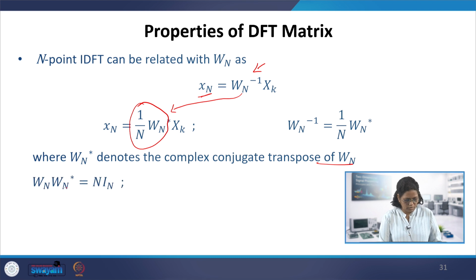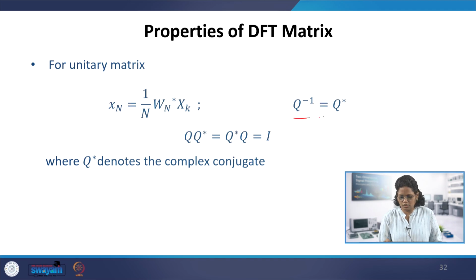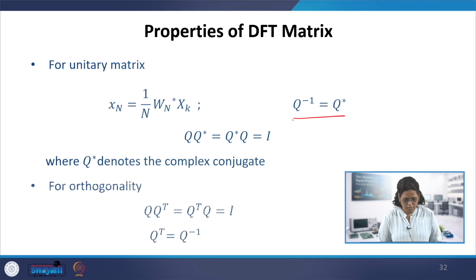So when you multiply, because it's a complex conjugate transpose, the property of this twiddle factor matrix is that WN into WN star would give N into the identity matrix I, that is the N cross N matrix. And then WN is unitary and orthogonal as well. If you take a unitary matrix Q, then Q inverse equals Q star, the complex conjugate transpose. And in case of orthogonality, Q into Q transpose is I, Q transpose Q is equal to I. In that case, Q inverse is Q transpose. So that's how this twiddle factor matrix inverse is obtained by complex conjugate and transpose. So this is both unitary as well as orthogonal.